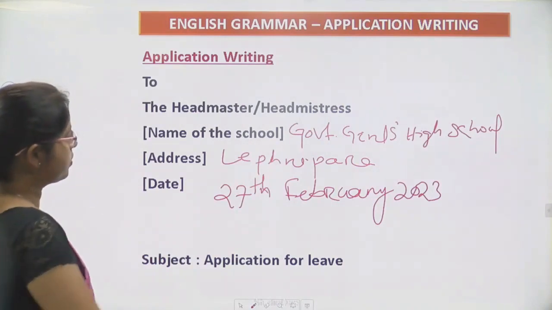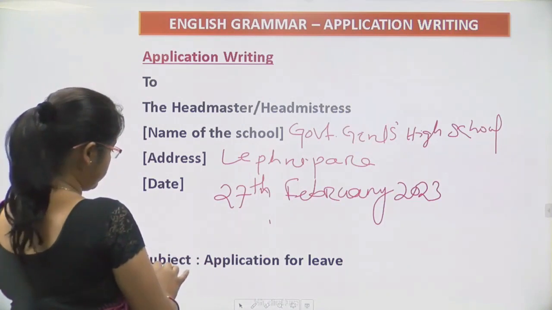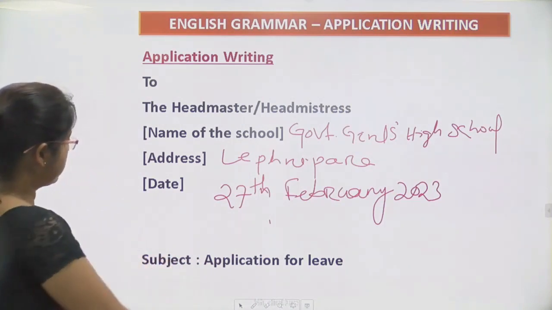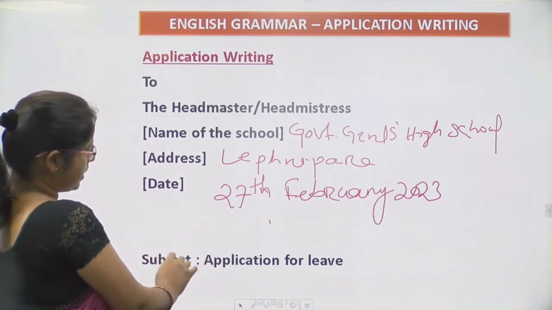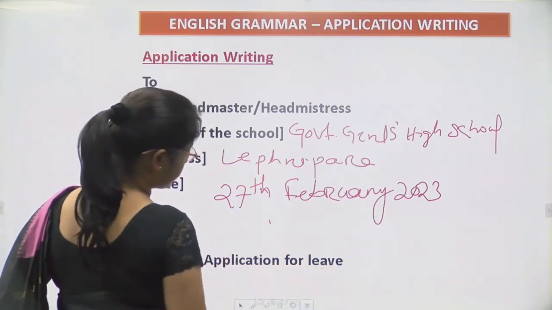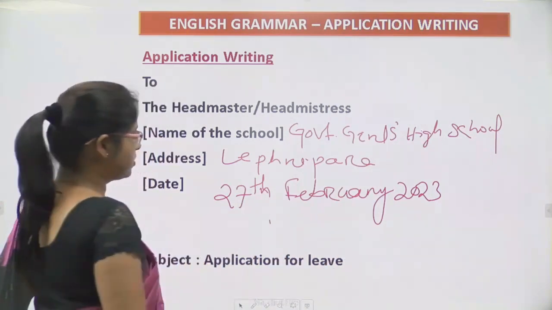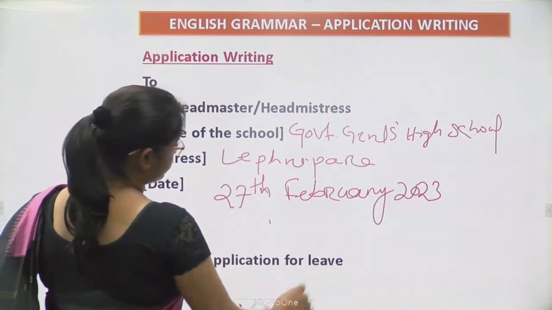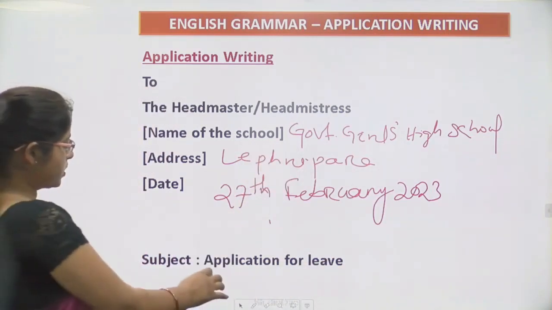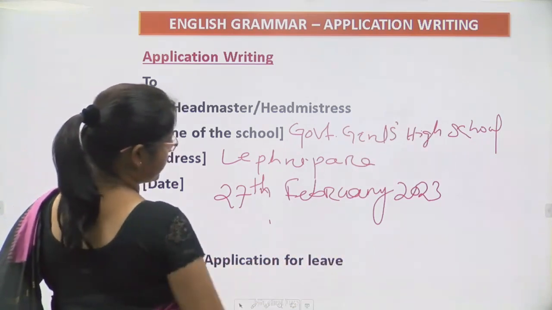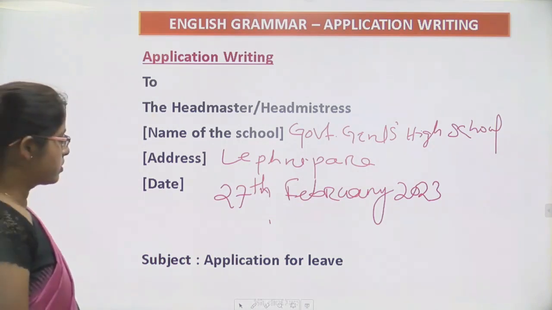Okay, in this way we have to write the date. Next, the main part is the subject. Write "Subject", then put a colon, then write the subject: Application for leave. This is the important part of an application. From this part we can know what the subject of the application is. We can also write "Application for sick leave." The two are correct.